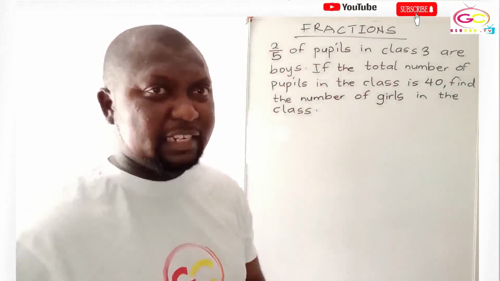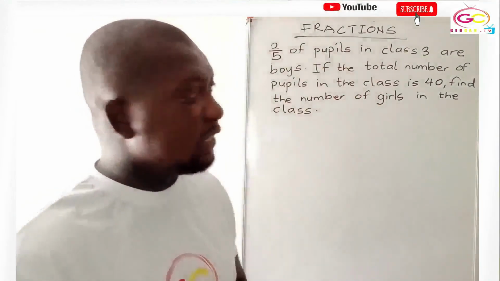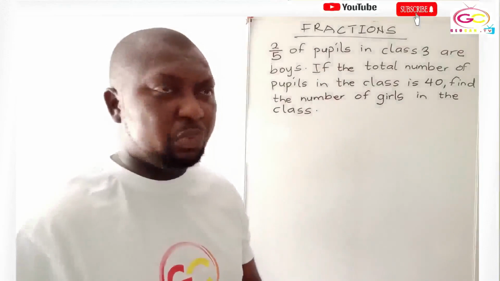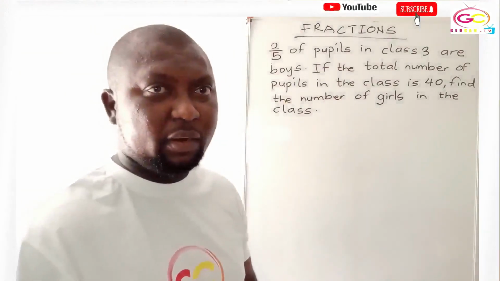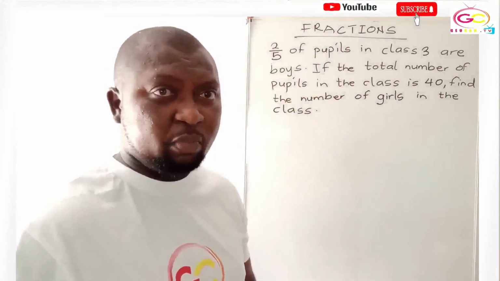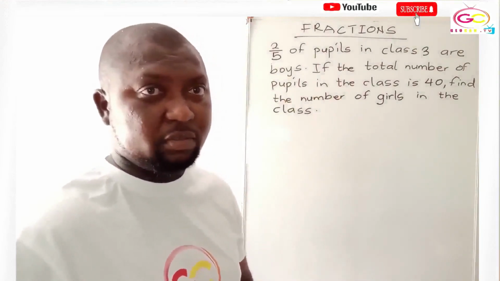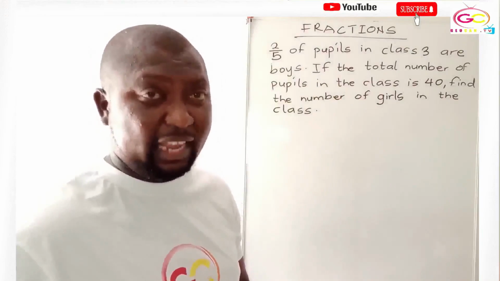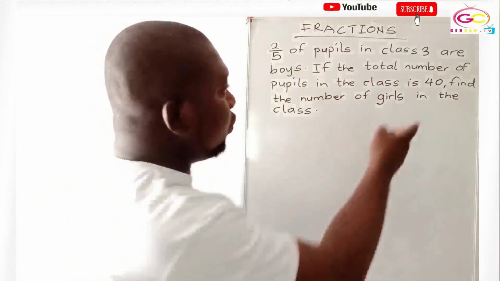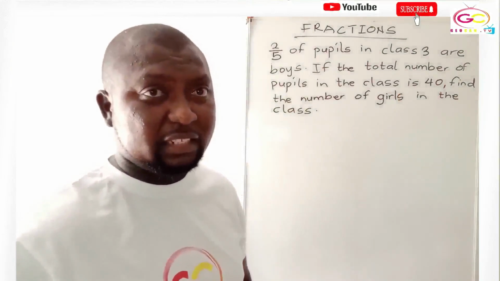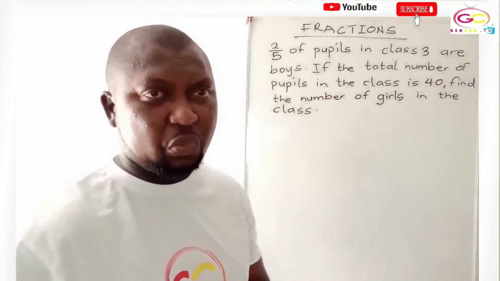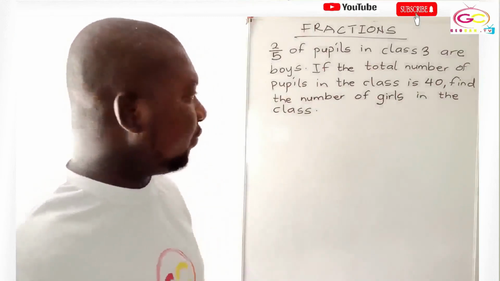Fantastic. And in the second method, this is what we are going to do. We are going to find the fraction of the pupils which are girls in the class. Then we use that fraction to multiply the total number of pupils in the class. And let's see what the results will give us. So let's tackle with the first one.